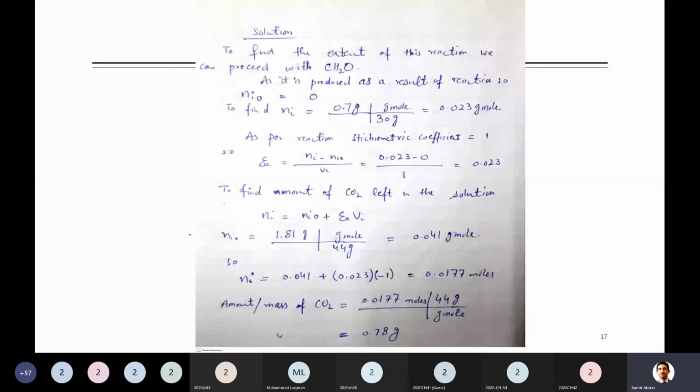Oh, it is here. I was looking for this. This should be before that. So again, this slide is also not at this place. So look at this solution. Here I said that I will calculate the extent of reaction with CH2O.